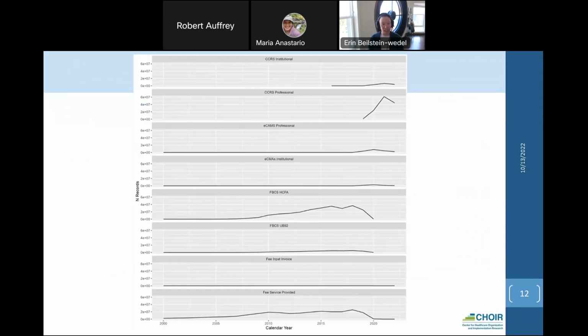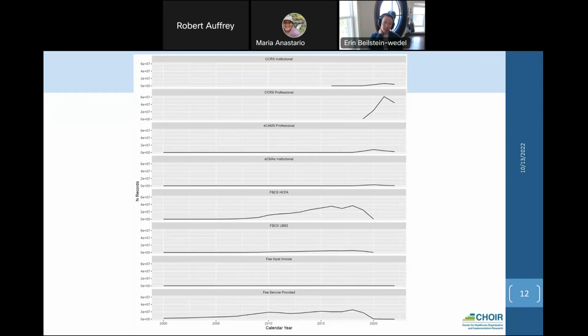I know this might be a little hard to see, but this is a breakdown of the number of claims in each system by claim type. At the top, we have CCRS institutional claims, and you can see them starting to tick up around 2019. CCRS professional claims are also ticking up around 2019, and same thing with eCAMS and eCAMS institutional. But you can see that the FBCS tables plummet pretty greatly in 2019. Same thing with the graph on the bottom, that's out of the fee service provided table.